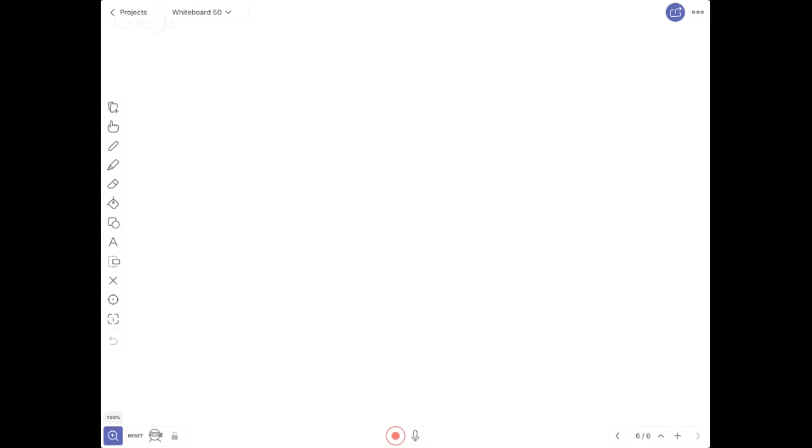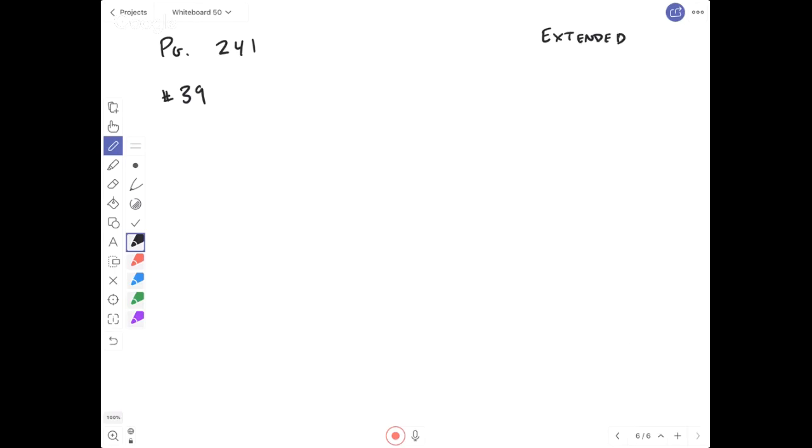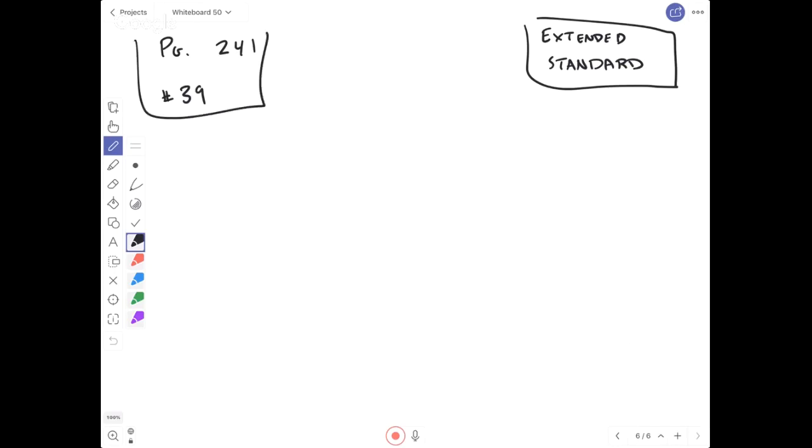On page 241, let's check out number 39. Rational inequality. And this is another extended standard. This one says solve 2x minus 6 over 1 minus x less than 2.